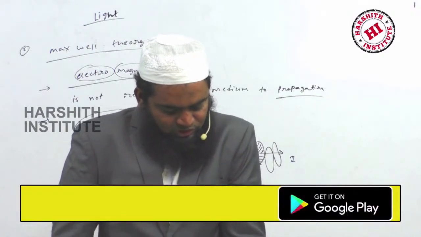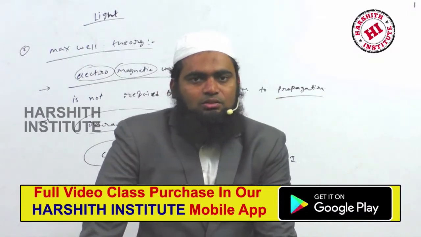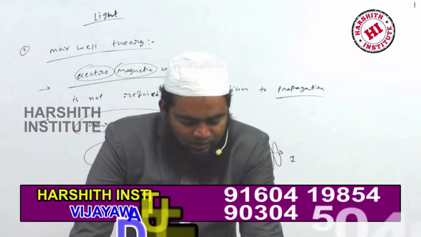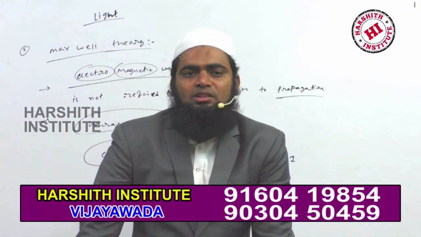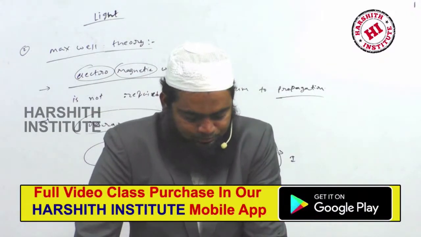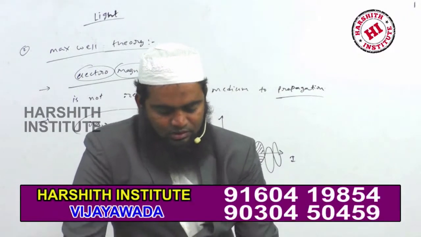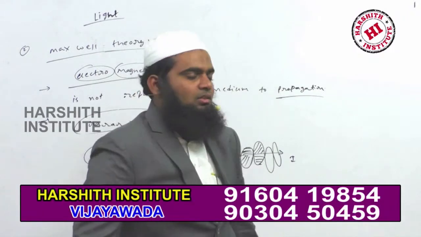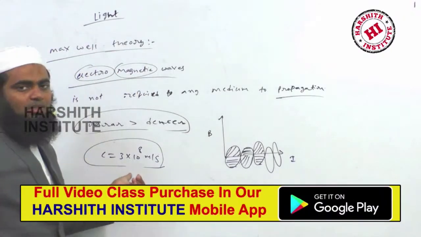These electromagnetic waves have some properties. What are the properties we can discuss now? These electromagnetic waves are produced by accelerated charge. The waves travel in free space at the speed of light, and the velocity is the same, with the value of 3 into 10 power 8 meters per second also.